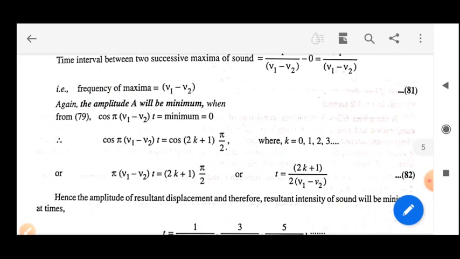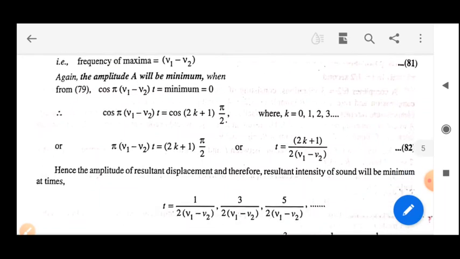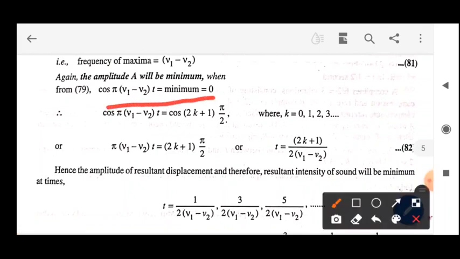Now let's see what will be the time when we will get minimum intensity. The amplitude has value 2r cos π(ν1 − ν2)t, and that will be minimum when cos π(ν1 − ν2)t has the value 0. As you know, cos θ equal to 0 has the general value cos (2k+1)π/2, where k again has value 0, 1, 2, 3, 4 and so on. From here you can calculate again the value of t. Now you can put k equal to 0, 1, 2, 3, 4 for understanding when you will get the minimum intensity.